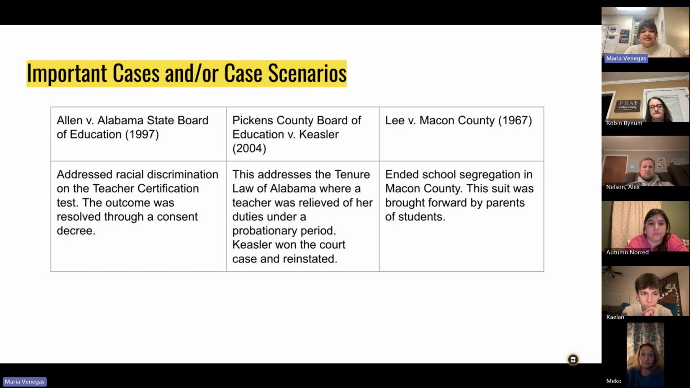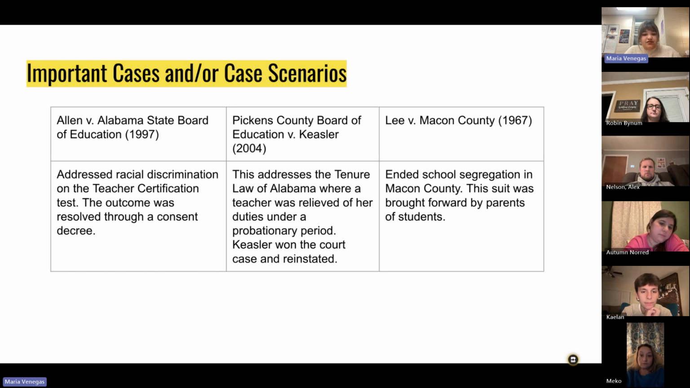Some landmark court cases have shaped education law, one being Allen versus Alabama State Board of Education, 1997. This addressed racial discrimination in teacher certification tests, resolved by a consent decree.